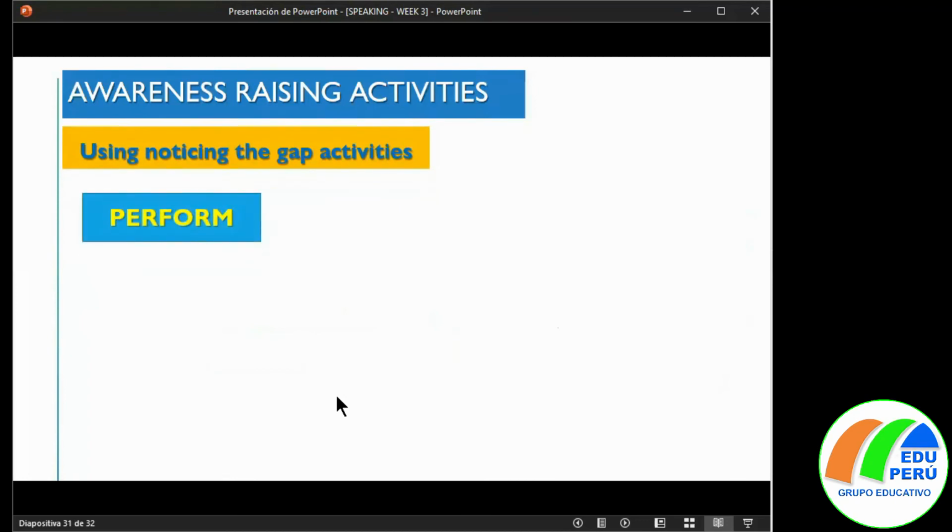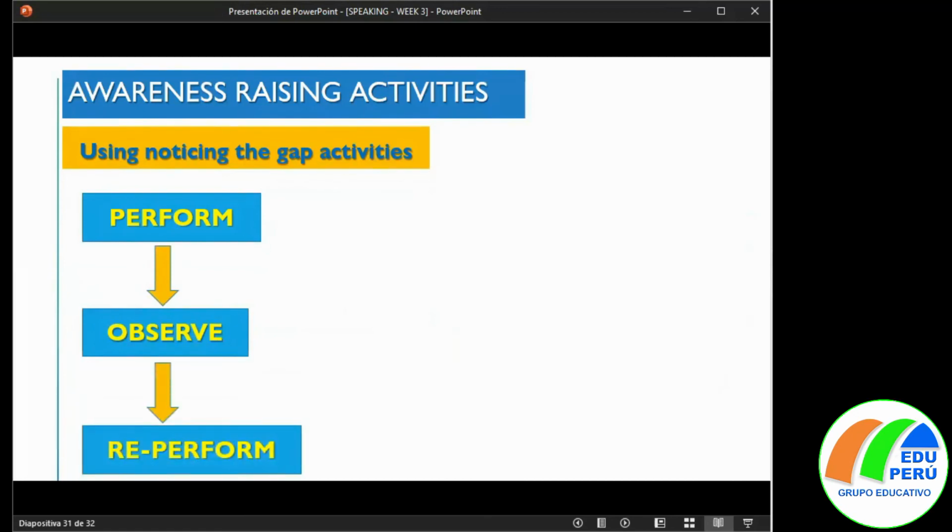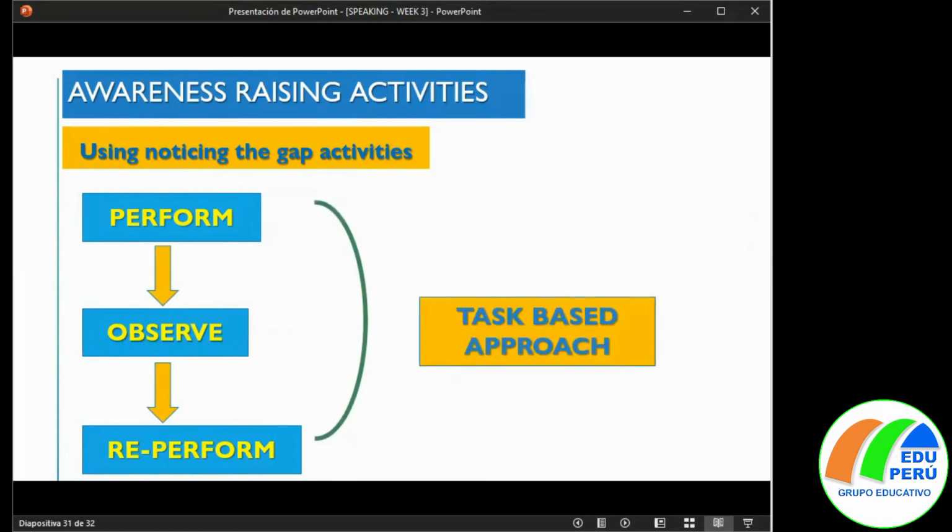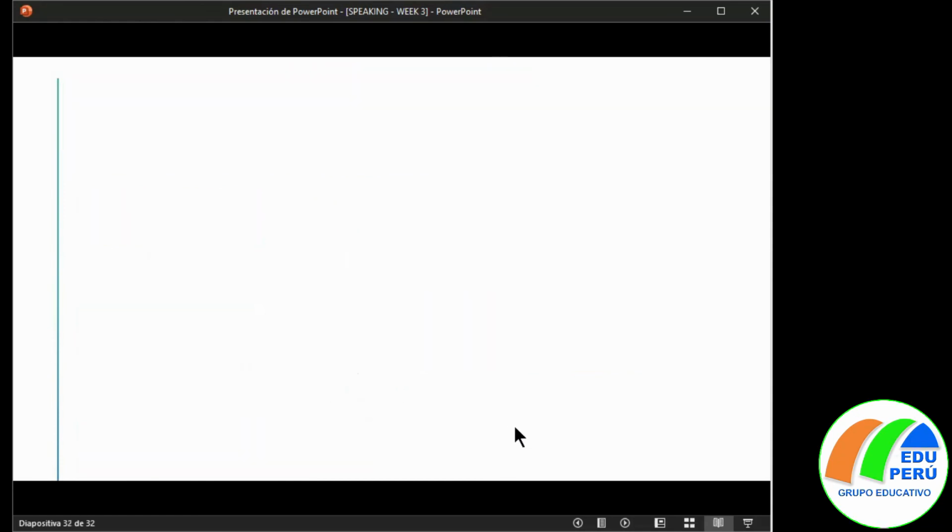So here you have this example: perform, observe, notice. Some students perform, then they observe, and they reperform. So here we have this, and this is based on a task-based approach. I don't know if you have heard about this approach, the task-based approach. So it has this process. They perform something, then they observe themselves, and they reperform the situation.